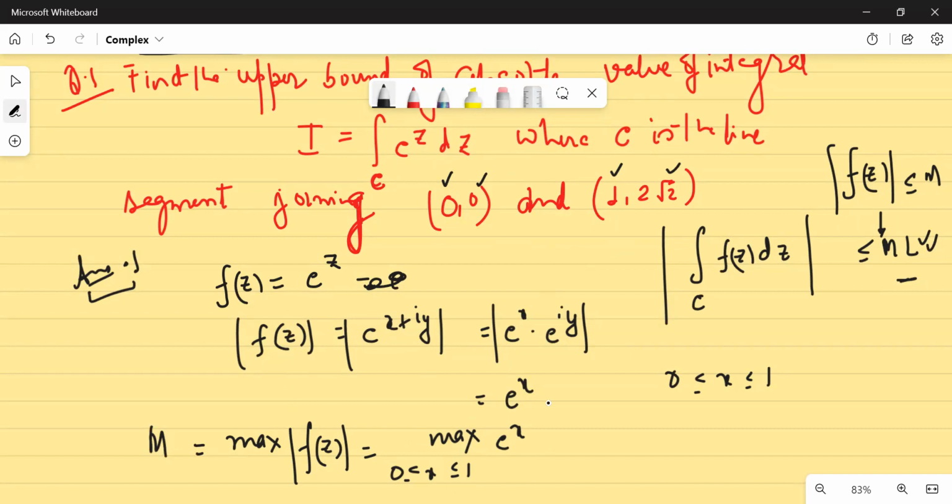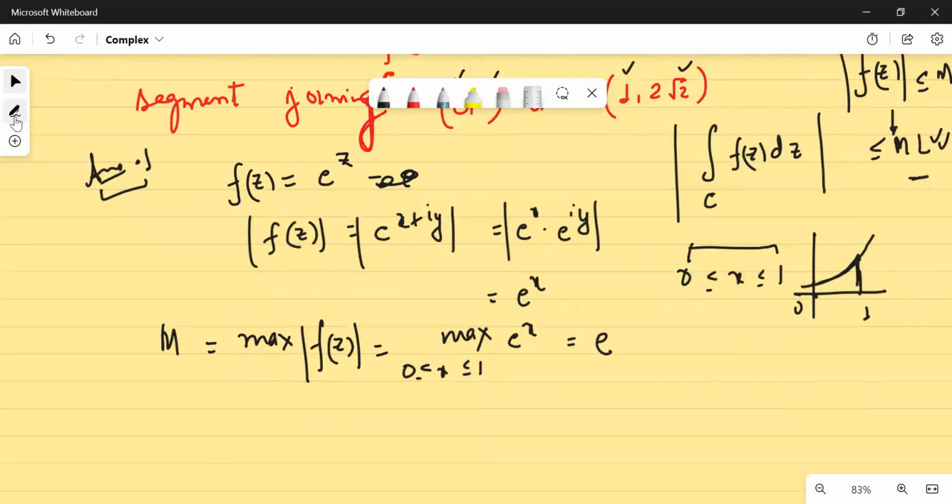Maximum |f(z)| is actually writing maximum of e की power x. और x कहाँ से कहाँ वेरी कर रहा है, 0 से 1. और e कैसा फंक्शन होता है, एक्सपोनेंशियल इज़ एन इंक्रीज़िंग फंक्शन. तो 0 से लेकर 1 के बीच में इंक्रीज़ करेगा, मैक्सिमम वैल्यू कहाँ पकड़ेगा, 1 पे. So e की power x will take the maximum value at 1 in the interval 0 to 1. Yes or no? So M would be equal to e. ये तो हो गया, काम खत्म. M तो मिल गया तुमको, yes or no? Yes.